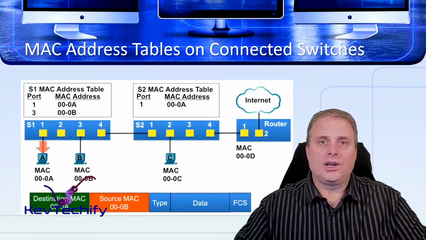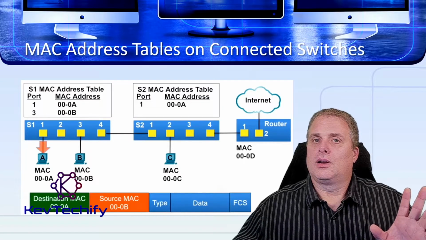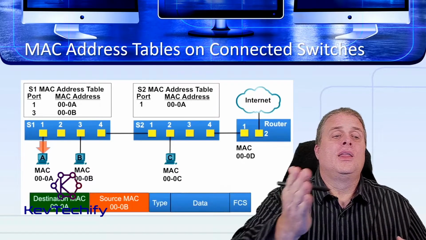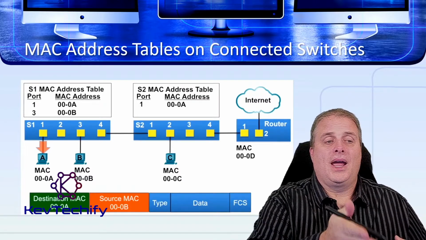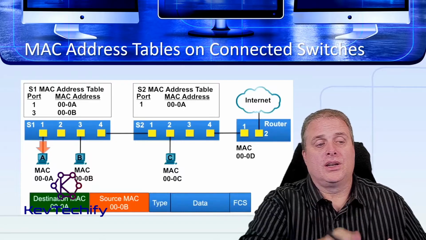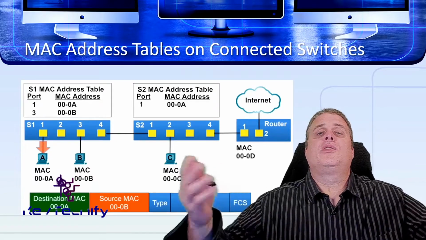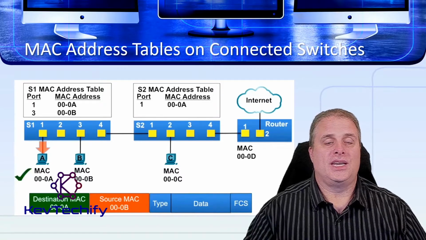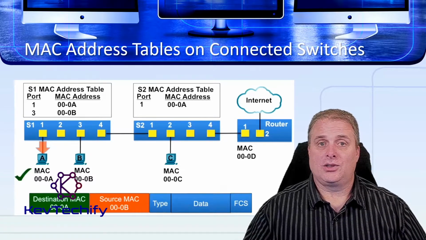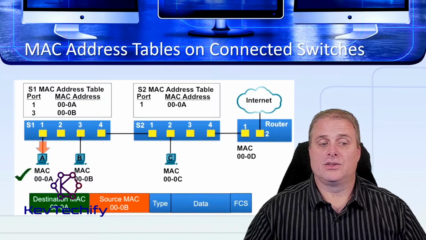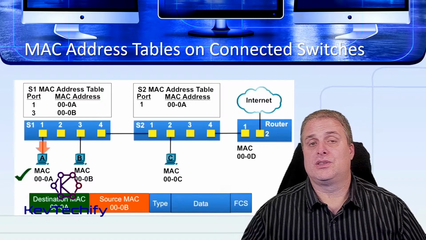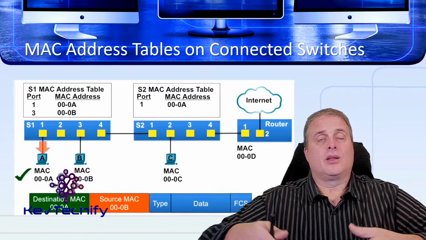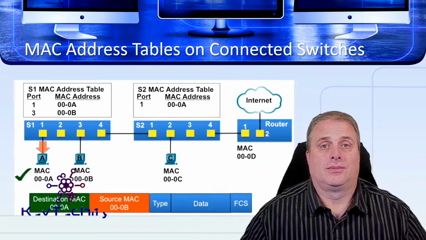We don't have to forward it out of any other ports because we have an entry for that, and we know that to get to MAC address 00A, we send it out port 1. We don't have to send it out of all the other ports. And then when PCA receives that, MAC address of PCA is 00A, destination MAC address is 00A. It matches. We can now start de-encapsulating it and processing it up the OSI model.